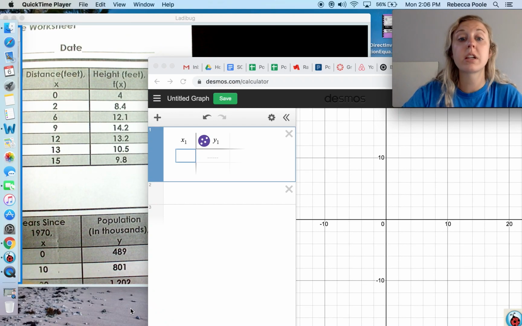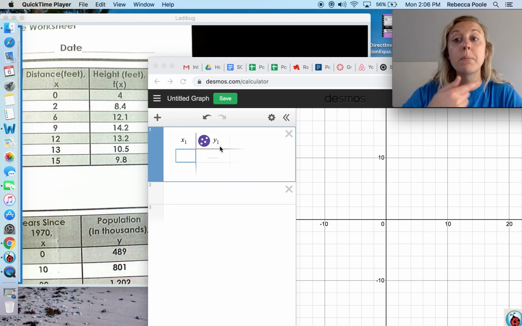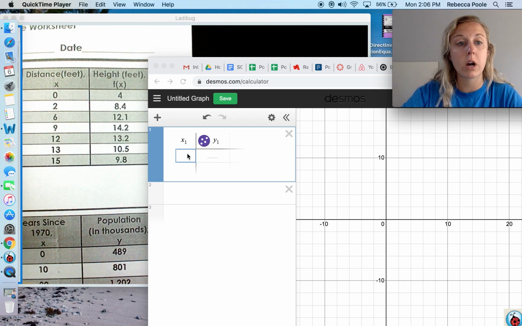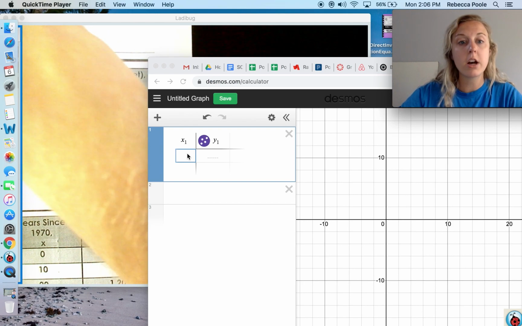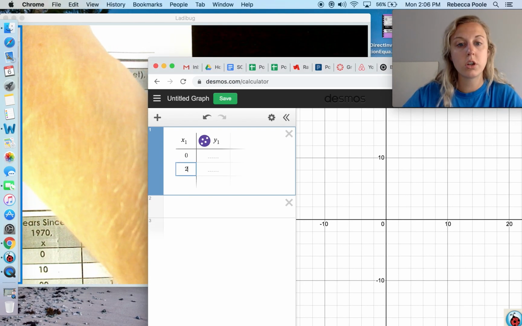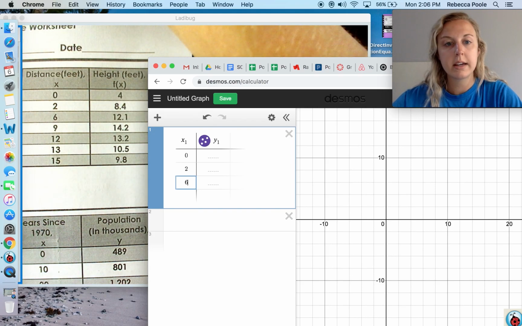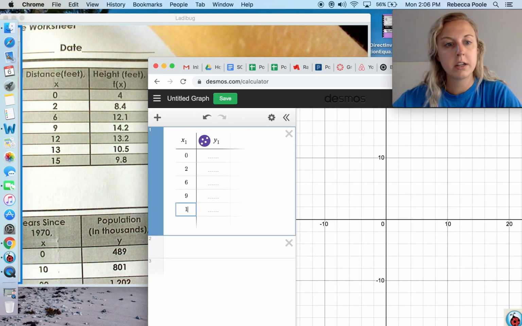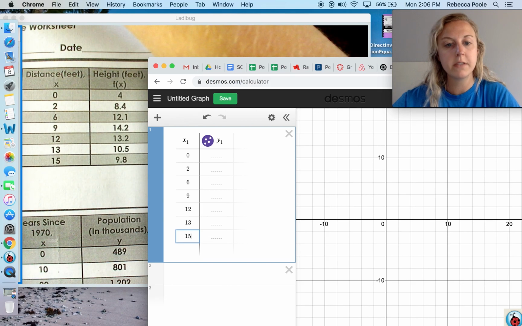And from here, I'm just going to type my x's underneath x1 and my y's underneath y1. So again, it gives you x1 and y1 because you can put in more than one table. So it's just numbering the tables for you, okay? So we're going to type in 0, 2, 6, 9, 12, 13, 15.